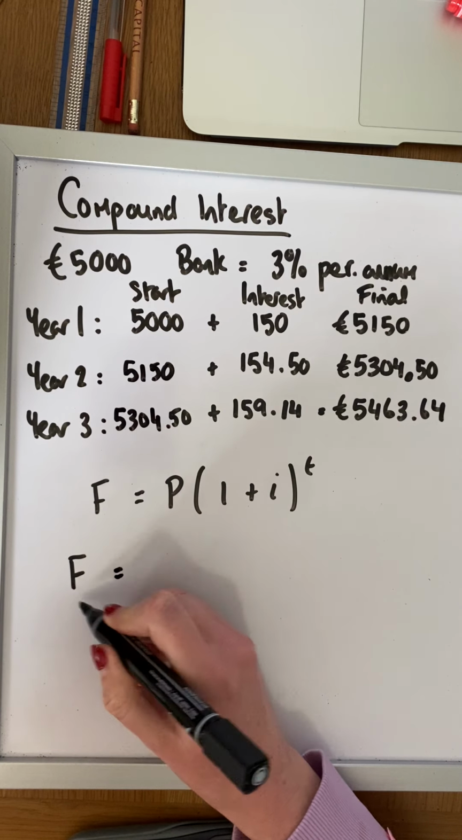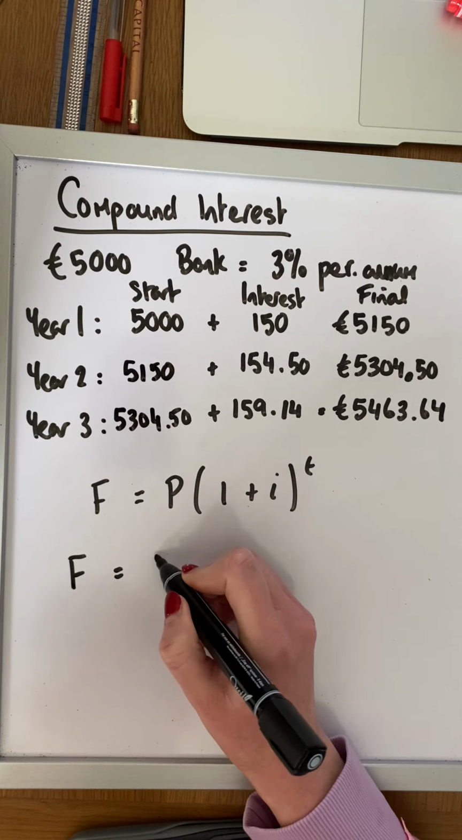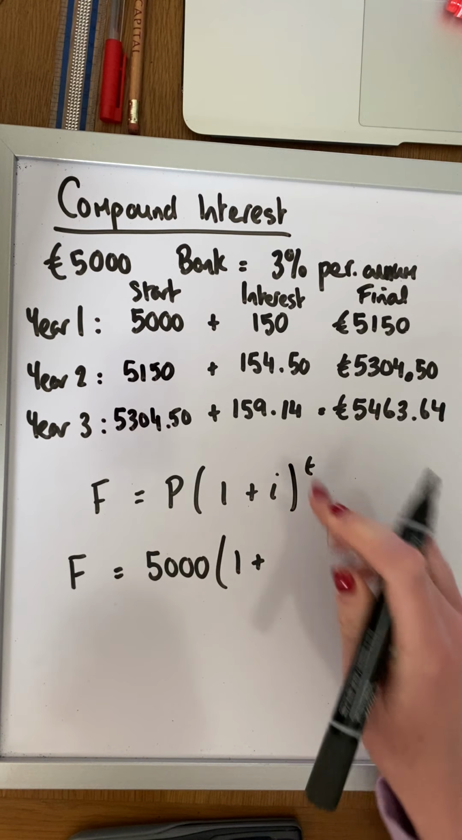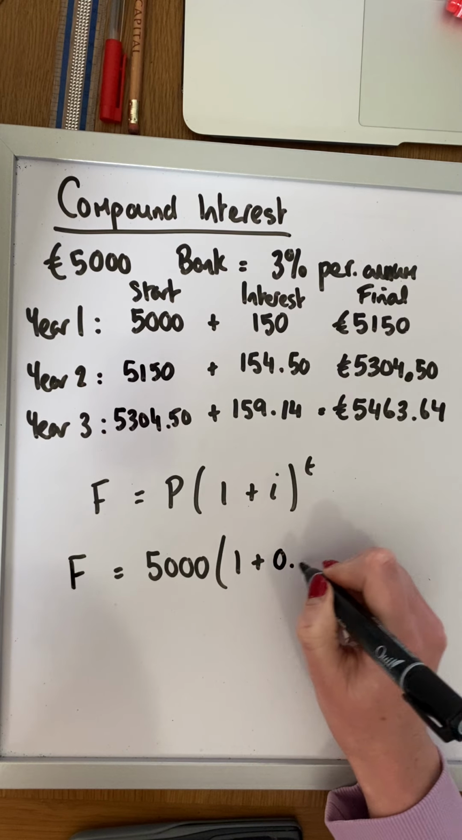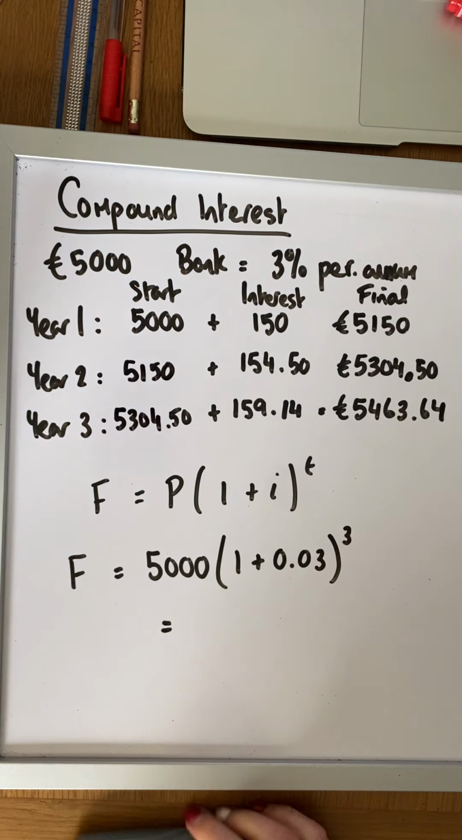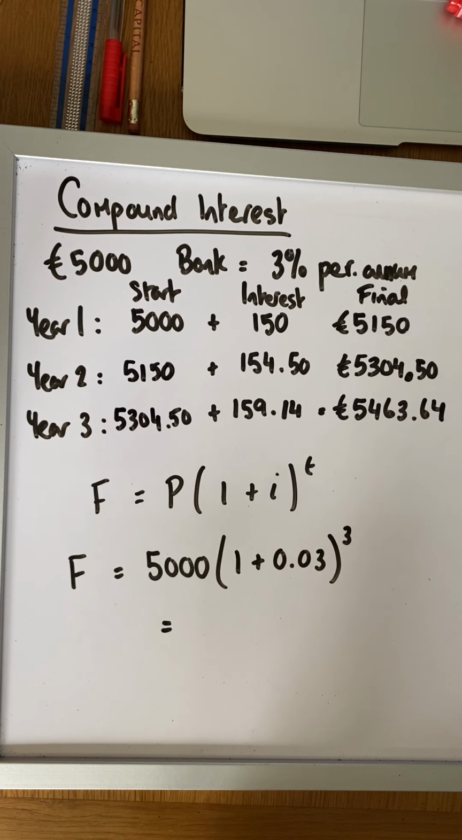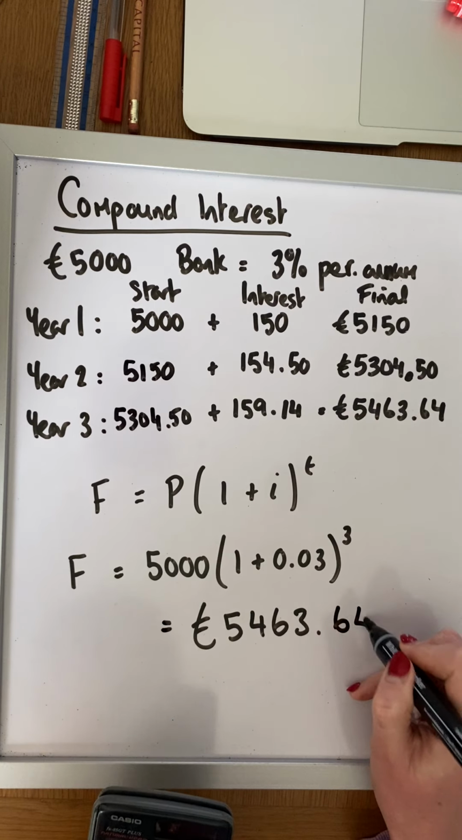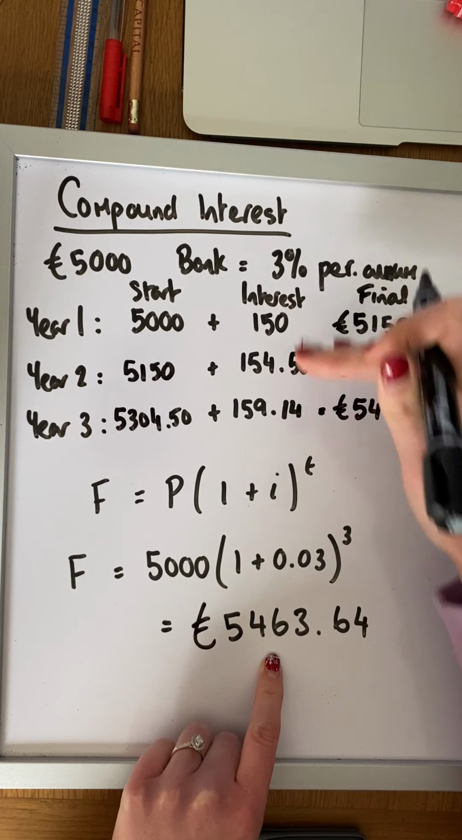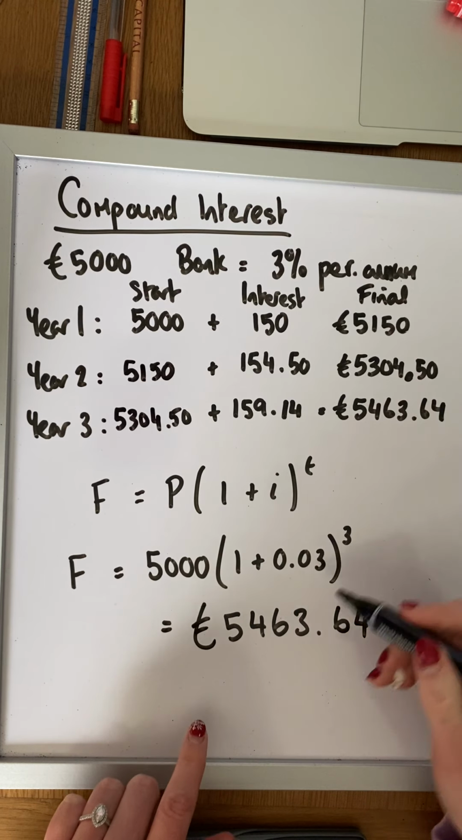So we're looking at the future value or final value is equal to our starting value of €5,000 multiplied by 1 plus 3% as a decimal, which is 0.03, all to the power of 3. And if we type that into the calculator in one go, that gives us €5,463.64. So we can see we're getting the same figure as what we got when we broke it down year by year, but it's a shortcut version.